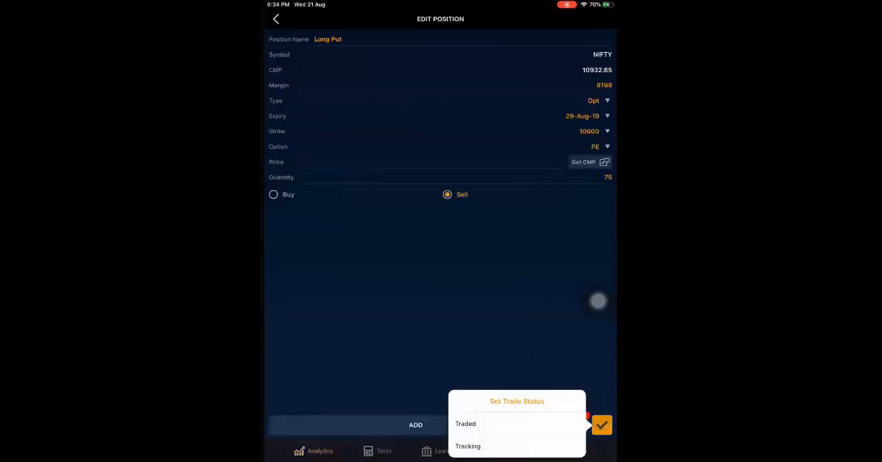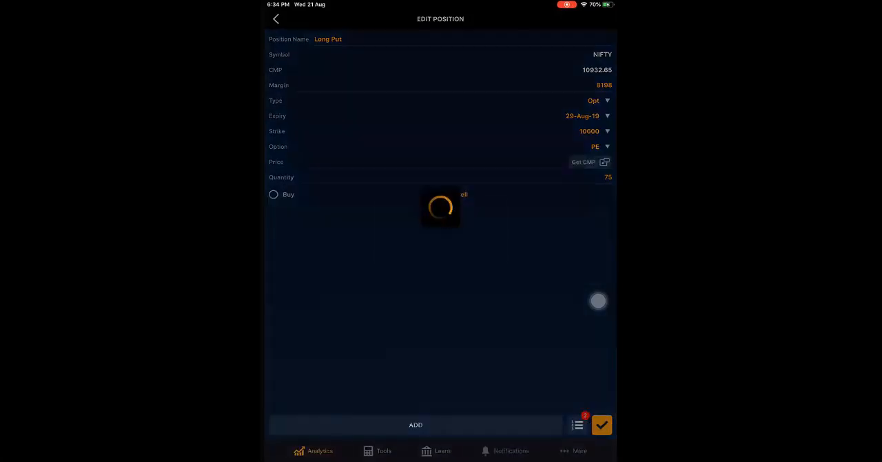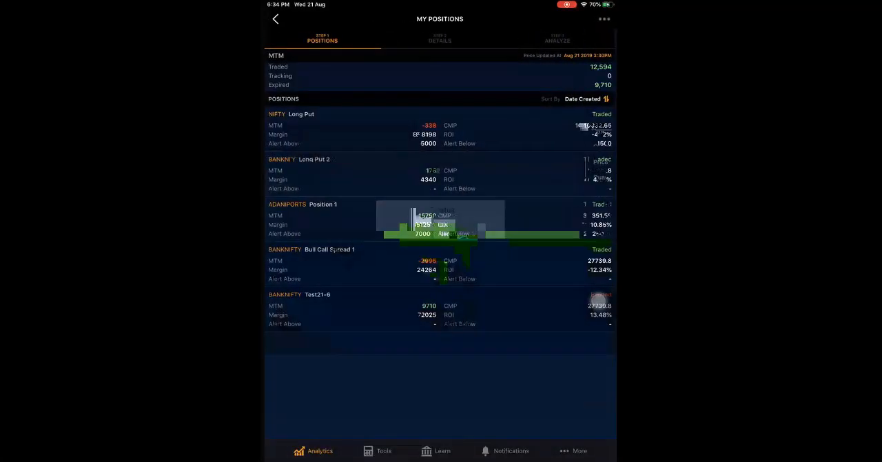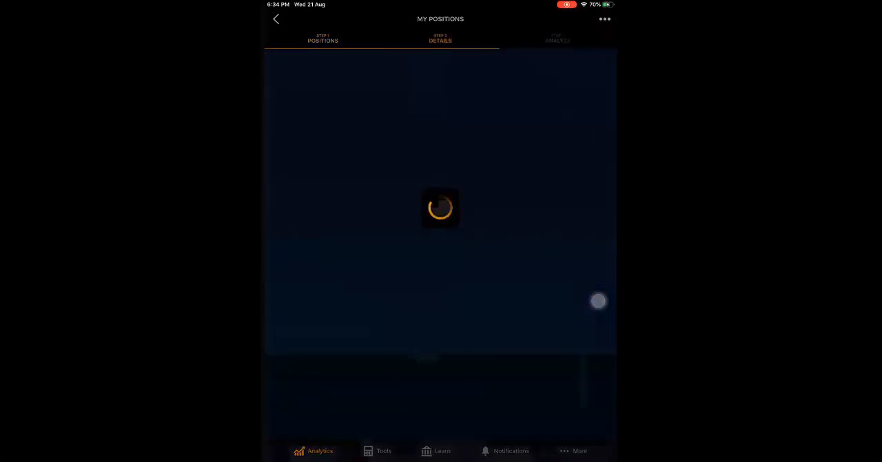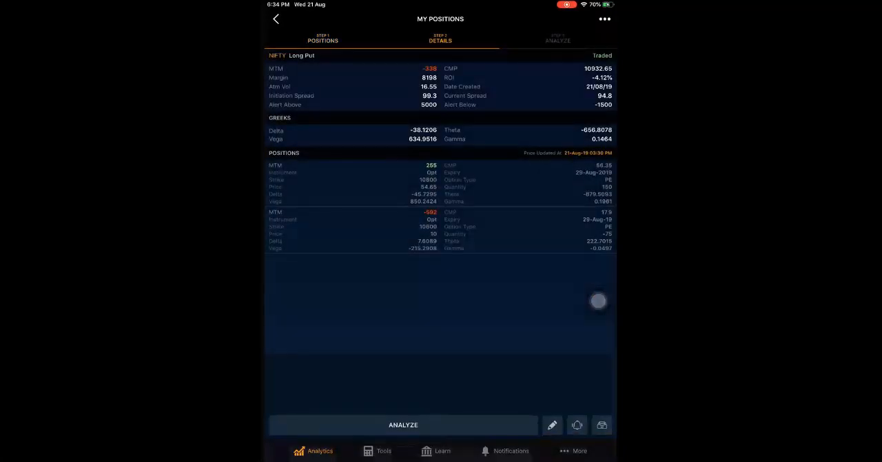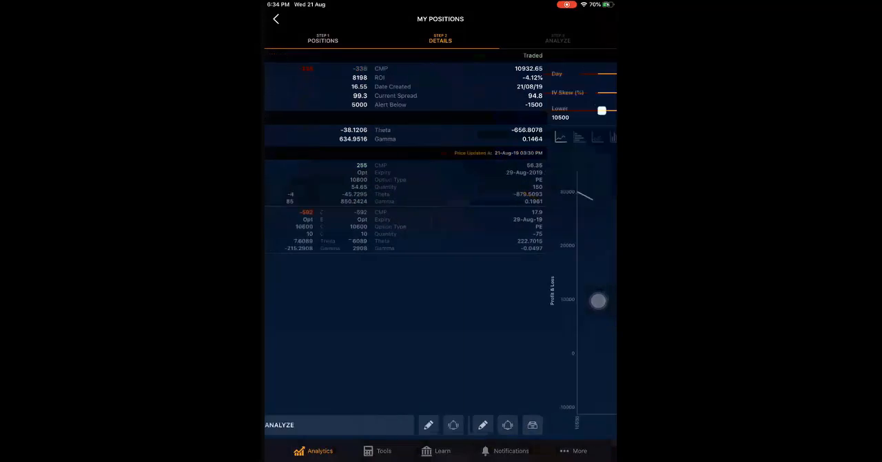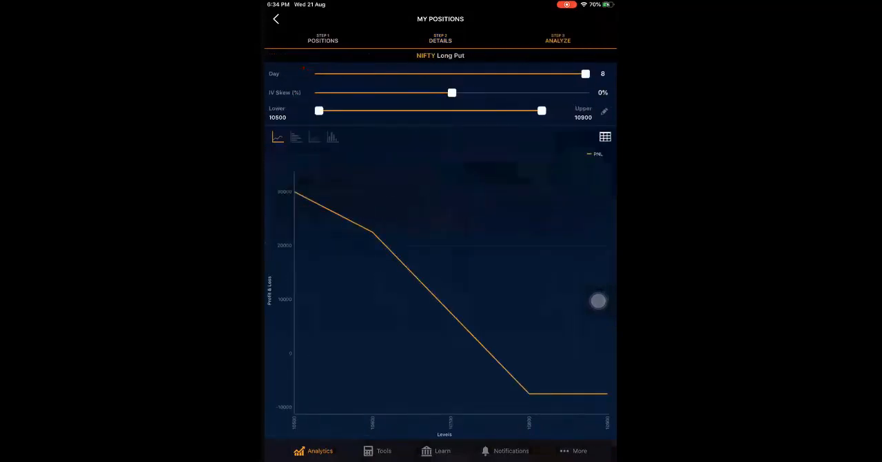Click right. You can change the status to traded or tracking. I say I have traded this one. So now this is a 2-leg strategy, and now you can analyze it the way you want. As we have sold it in a different way, the structure is not similar to what the bear put spread normally looks like.